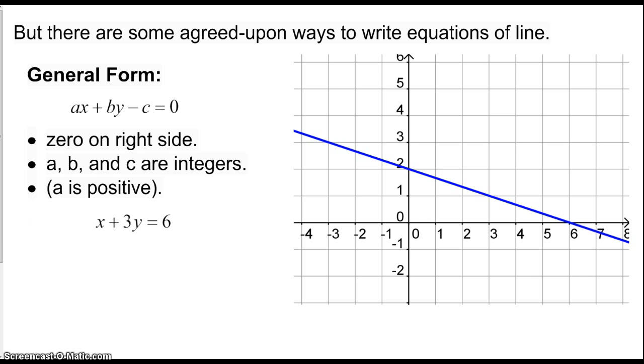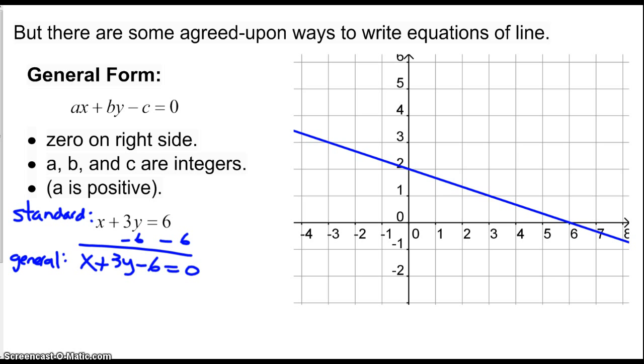Sometimes STD is used to abbreviate that, but let me write it out. Standard form. This equation's in standard form. If I wanted to force it to be in general form, all I have to do is subtract that 6 from both sides to make it x plus 3y minus 6 equals 0, and now it's in general form.